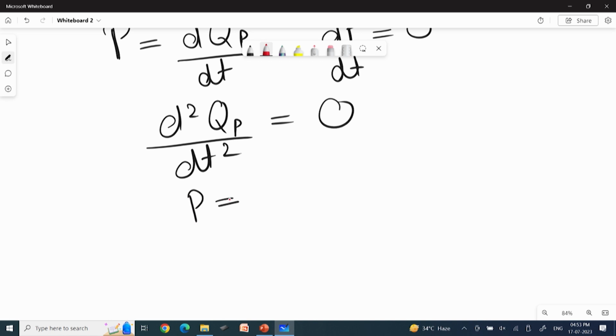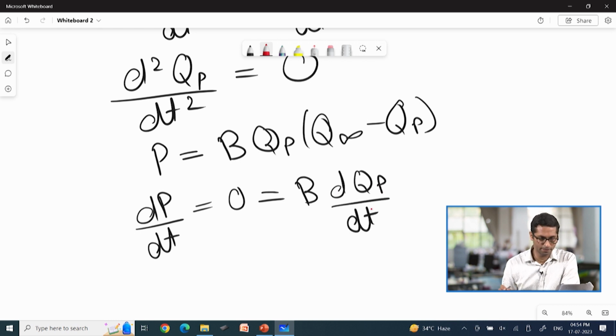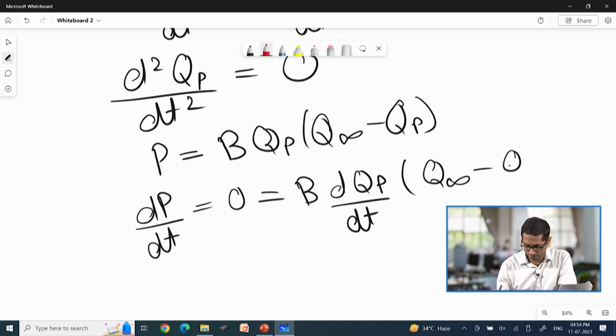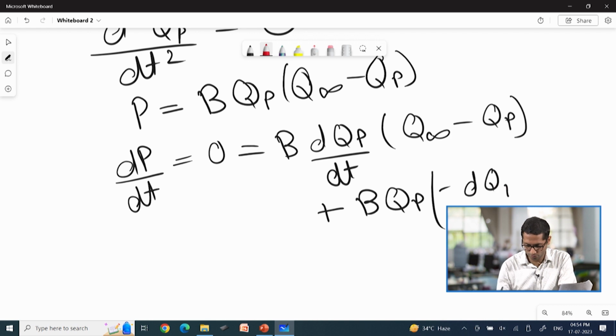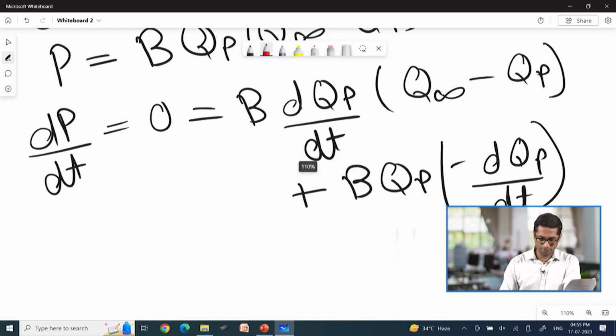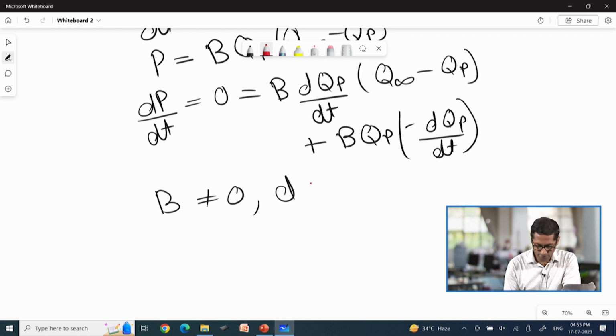So the production at any year would be B into QP into Q infinity minus QP. Taking a differential of this equation, which would be dP by dt, and equating that to 0 should give us B and dQP by dt, and this should be Q infinity minus QP, and then I also need another term, which would be B QP and minus of dQP by dt. We know that the constant B is not equal to 0, and also we are aware that the rate of change of the cumulative production capacity with time is also not equal to 0.